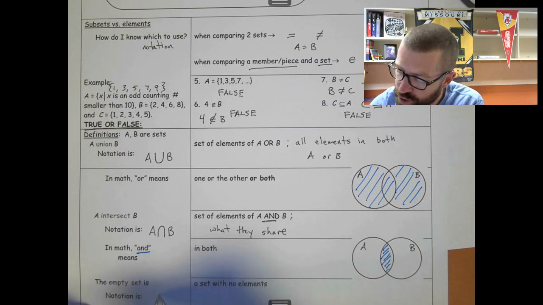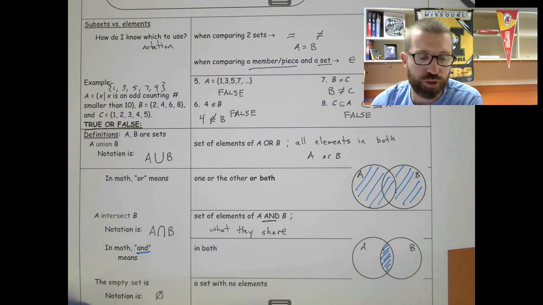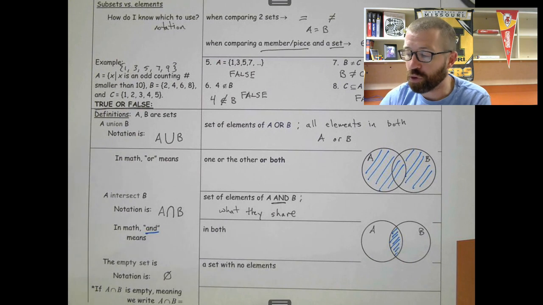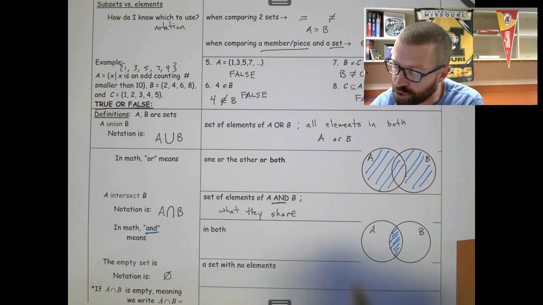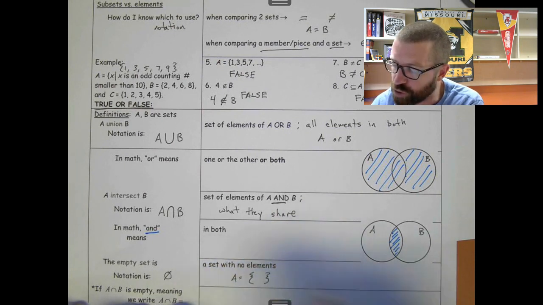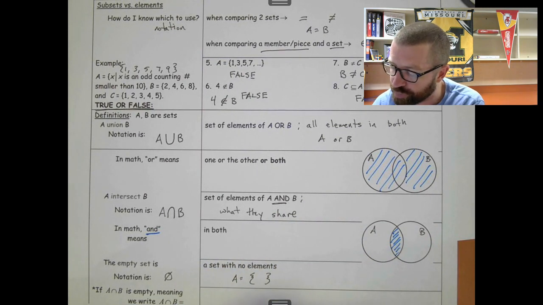For an empty set, we use this notation, the circle with a line through it. You might have seen it before, with no solution. It means there's no solutions in the set. That's why we use that. And it's a set with no elements. So it's not 0. It's nothing, which is confusing, but it's just the empty set. There's nothing in there.